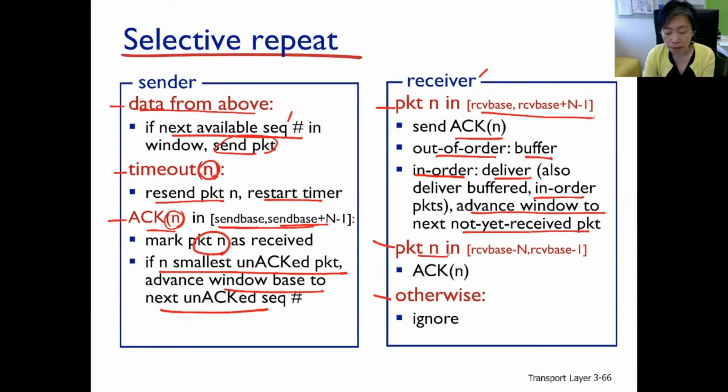If we get a packet that comes in, but it's actually in this range, receive base minus n to receive base minus 1, what is this? We are actually sending an ACK for that packet back. If you recall, it could happen, right? The ACK packet going back to the sender, if that packet is corrupted, the sender there is going to wait until the timer for that packet times out, then retransmit the data again. But that data has already arrived at the receiver previously.